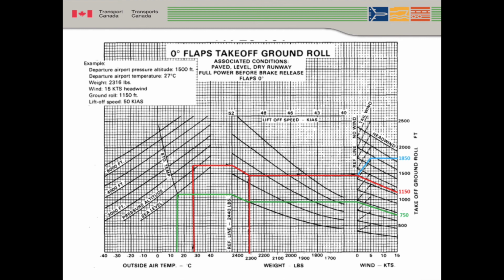Now, 0 flaps, all the circumstances from an ISO day, 750 feet, to a 5 knot tailwind, 1,850 feet ground roll. That is a tremendous impact. It's more than double. That should give us enough to think twice before we take off without having a look at actual performance and conditions, and especially with a tailwind.